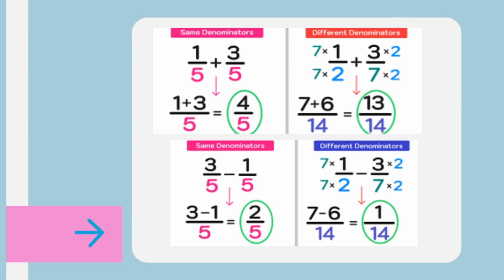For the subtraction side, the same thing. You're not adding, you're subtracting. So you subtract 3 minus 1, which is 2. So you have 2 over 5.